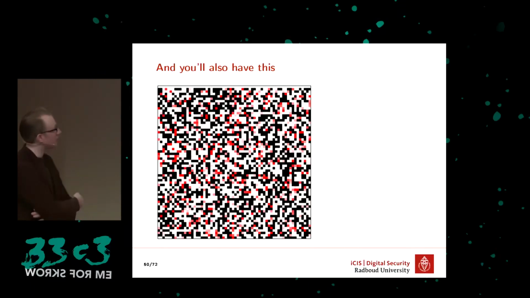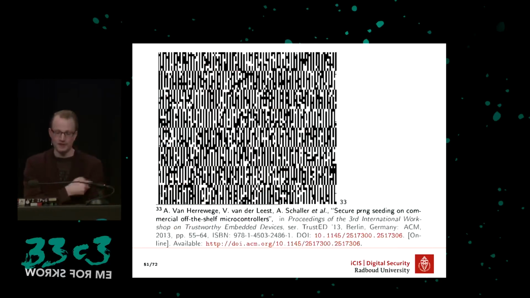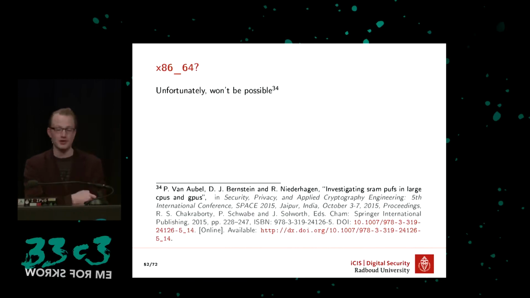That's caused by the red dots. Those are the unstable SRAM cells. You can use those as seeds for a random function. And hopefully you won't have this. This looks wrong. This is not a PUF. This is too predictable. Unfortunately, all this won't be possible on x86, because we looked for the PUFs in the CPUs, but Intel and AMD both explicitly zero everything.